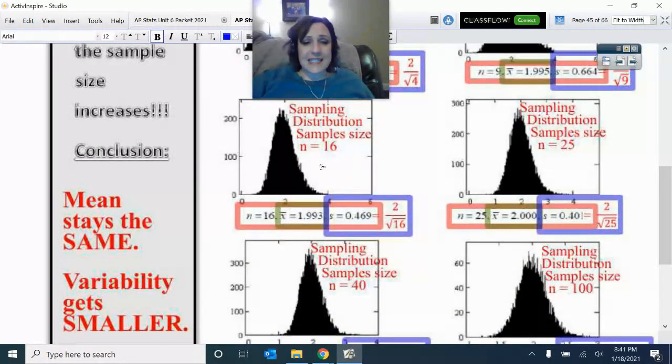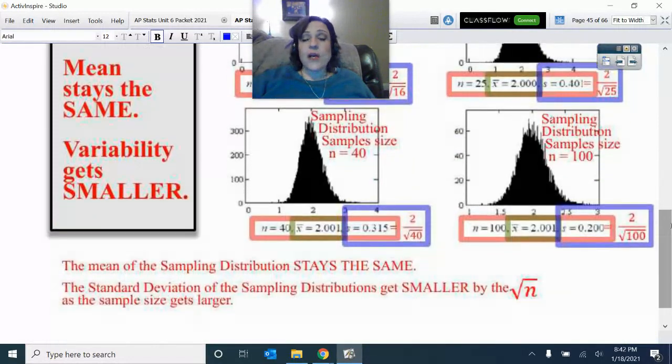Here's samples of size 16. The center is still the same. The mean of the x bars is still the same, with the standard deviation 2 over the square root of 16, which is about a half. Not quite a half, but pretty close. And here we go, samples of size 25. Getting closer. Look at how good we're getting. Center is still at 2. And 2 over 5 is the standard deviation, and that is 0.4.